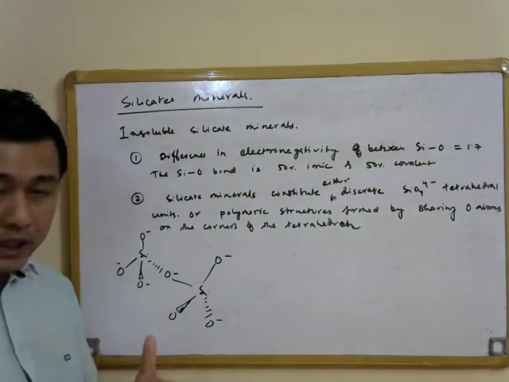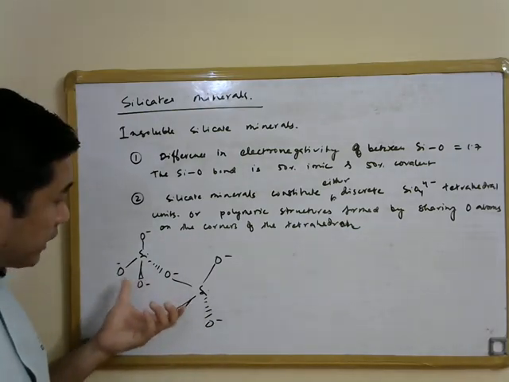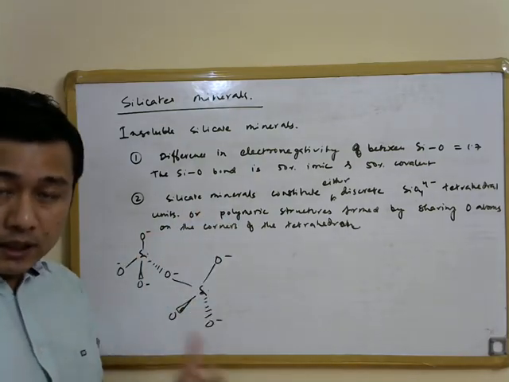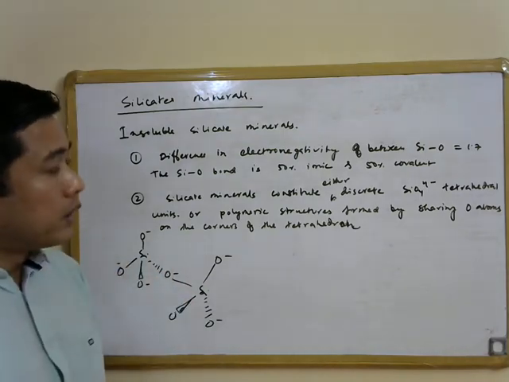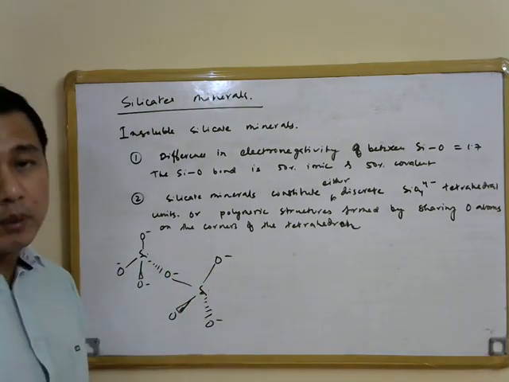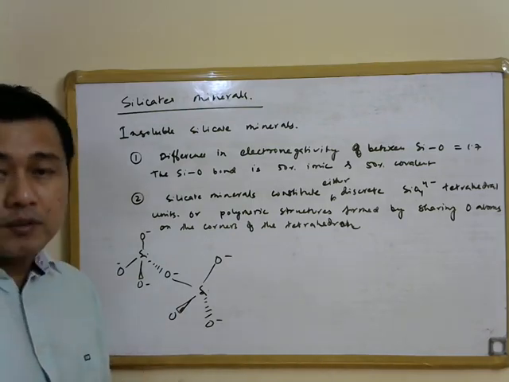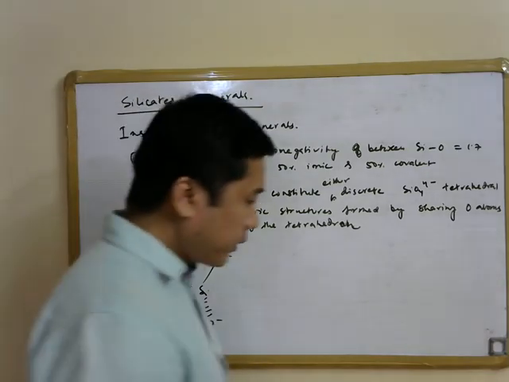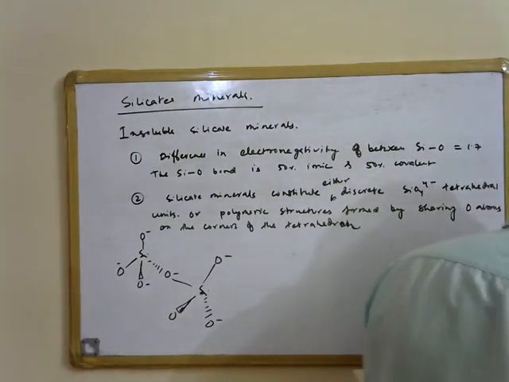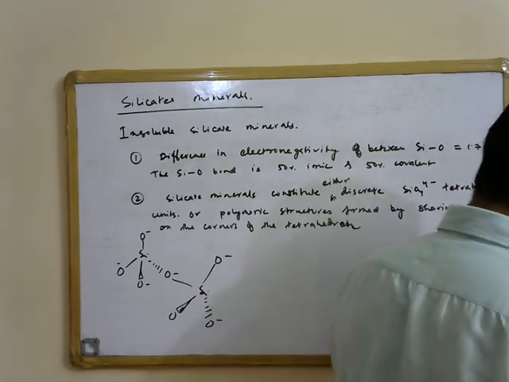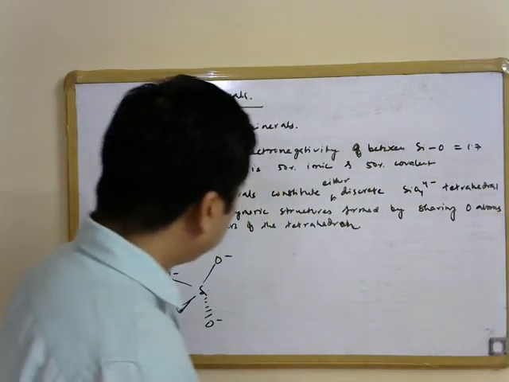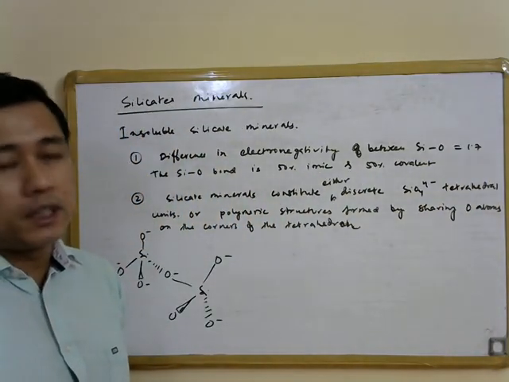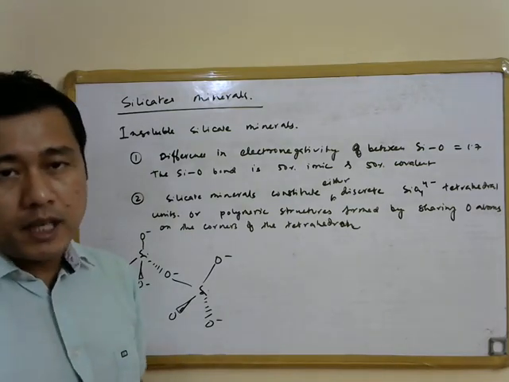So they share one oxygen atom, these two tetrahedral SiO4 units, and that is how the polymerization of SiO4 units or tetrahedra can occur, and this is how the majority of silicate mineral structures are formed, by sharing of oxygen atoms of these SiO4 units. So we can have either discrete SiO4 units in silicate minerals, or else we can have polymeric structures which are formed by sharing of oxygen atoms of these SiO4 tetrahedral units.